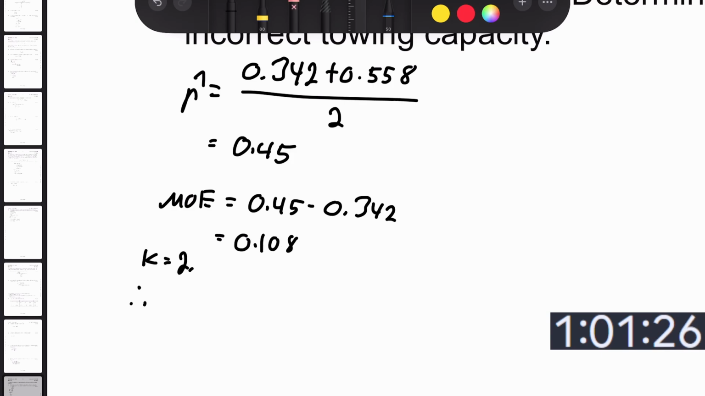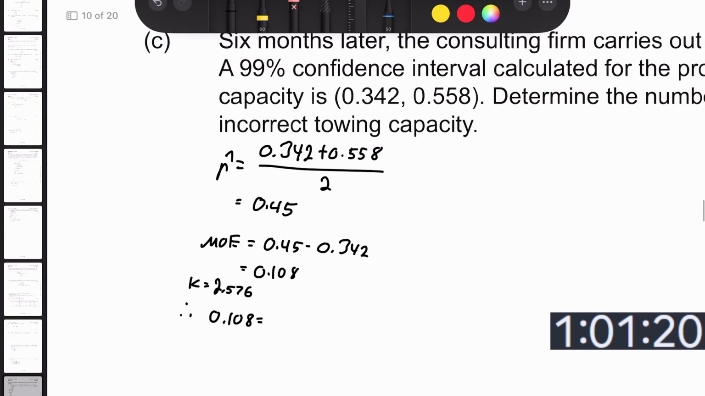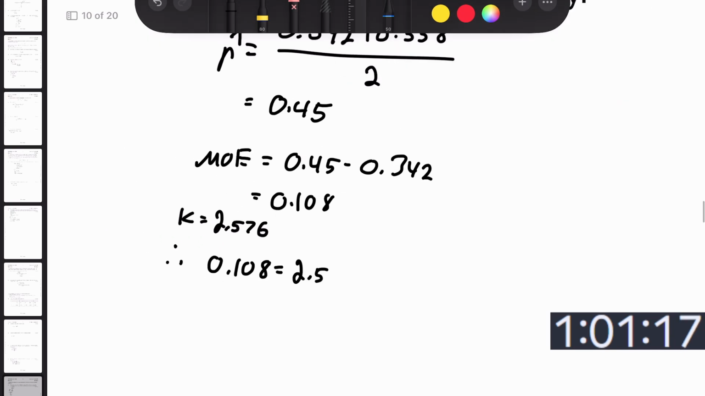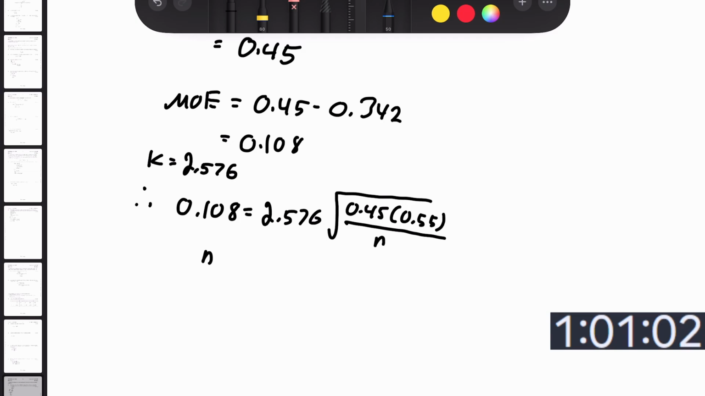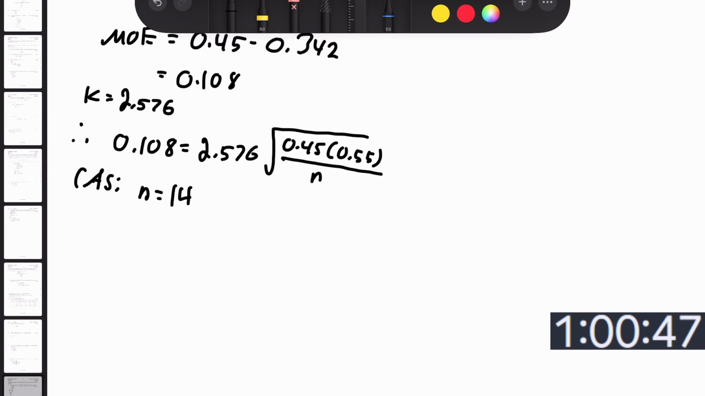Therefore, K equals 2.576, so 0.108 is equal to 2.576 square root of 0.45 times 0.55, and on the bottom I have n. So then n is equal to 140.8, so 141.